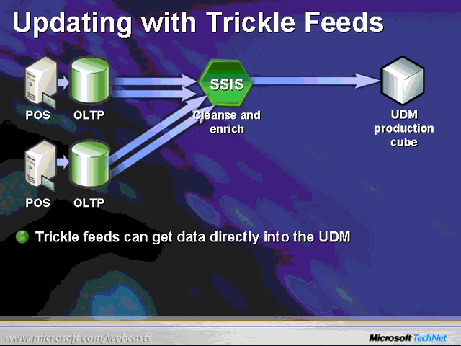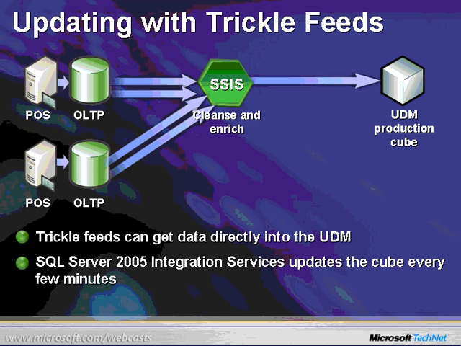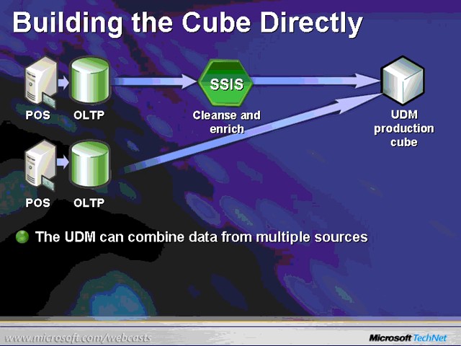But in this case, as you can see in our diagram again, integration services receives data from the OLTP databases every few minutes. It transforms the data and loads it directly into the production cube. And that's just what we did in our demonstration. This keeps the cube up to date with just a few minutes of latency. So in some cases, the integration services packages, however, may be doing no more than combining data from multiple sources.